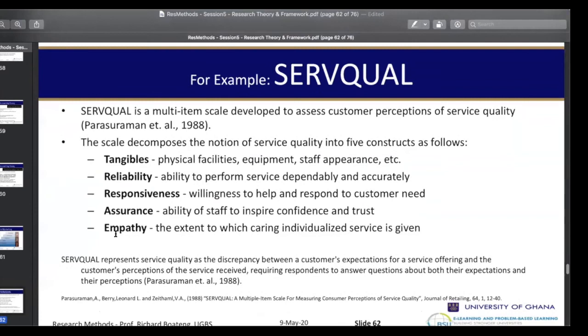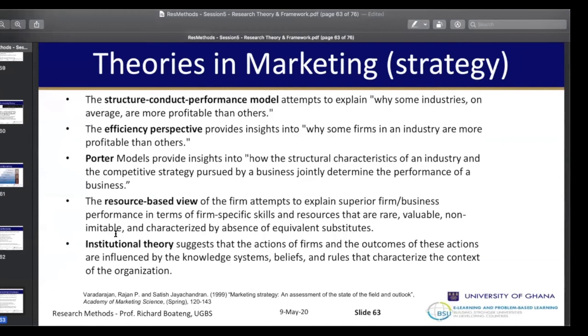Then we mentioned the service quality model earlier, which is used in management studies, and also a lot of marketers use it because it's about service. Then we also look at strategic theories which marketers and other strategic management researchers use. One is the structure conduct performance model, which explains why some industries are more profitable than others. The efficient perspective gives insight into why some firms in an industry are more profitable than others. Do you realize that the boundaries of these theories are industry, not individuals or organizations? Porter's model, which is also about industry, provides insights into how the structure and characteristics of an industry and the competitive strategy pursued by a business jointly determine the performance of a business. That's Porter's Five Forces model.